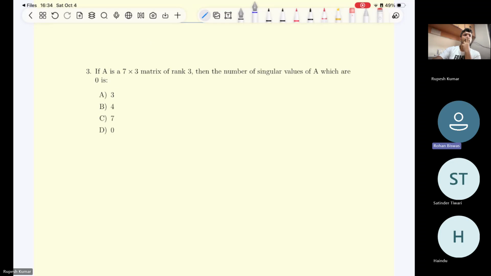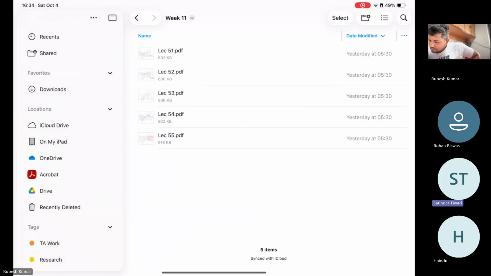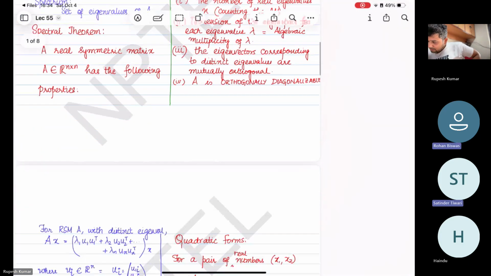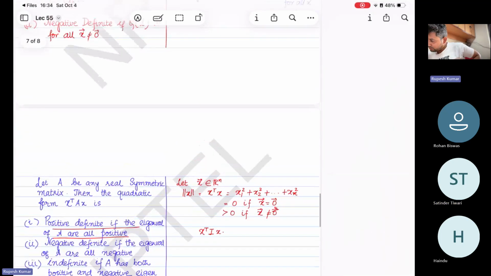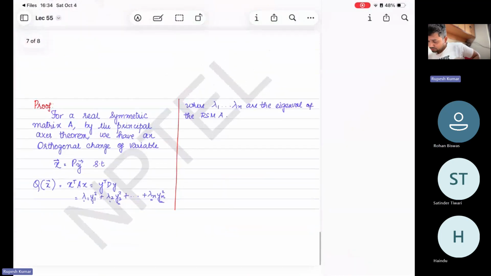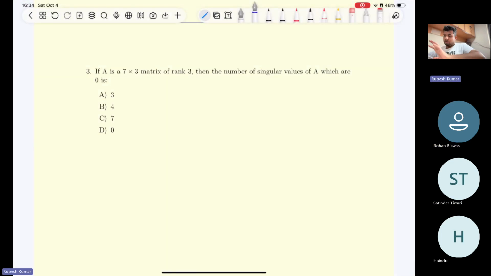So I'm not sure. Satinder, can you confirm whether SVD is done or not as far as week 11? I think in week 12 it will be covered. It's not covered in the notes, as far as I know, because I am following the notes itself. Right, so let's keep this problem for next time, right?